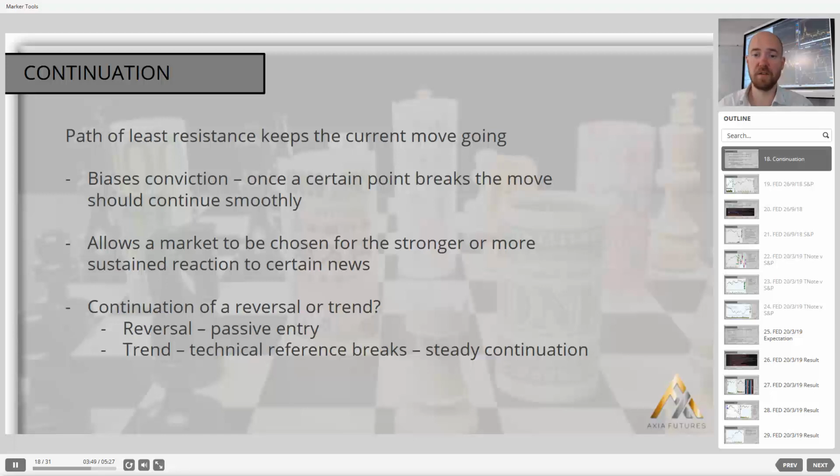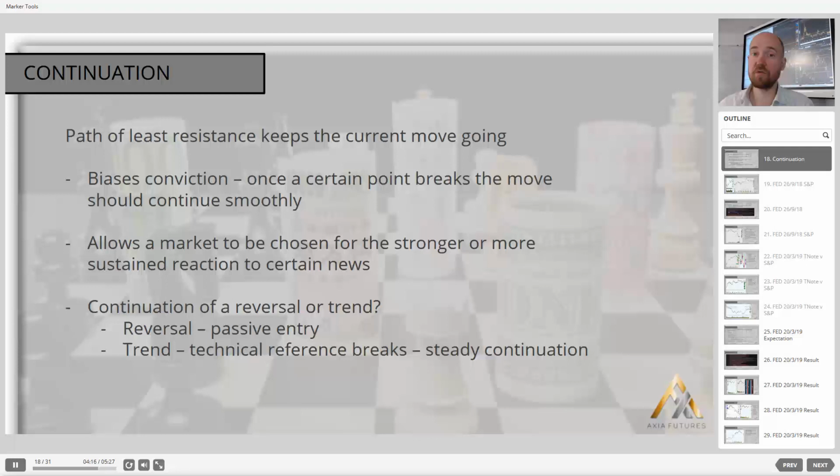Now, in terms of the continuation, it's not just a continuation trend following idea. This could be a continuation of a reversal. So a market that has begun a reversal, and you're then looking at reasons to then start to play perhaps a slightly more passive trade to then try and play for a continuation of the reversal that's beginning to develop.